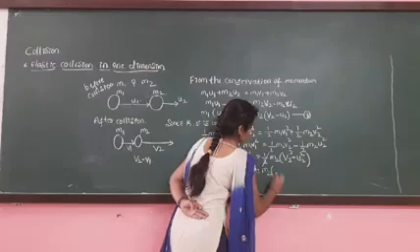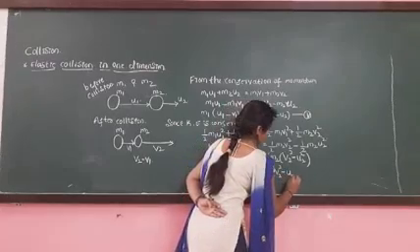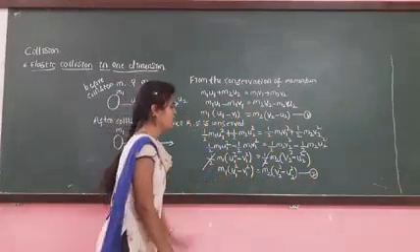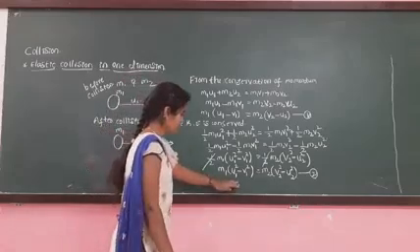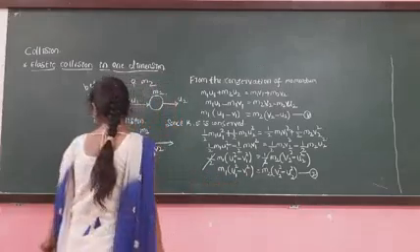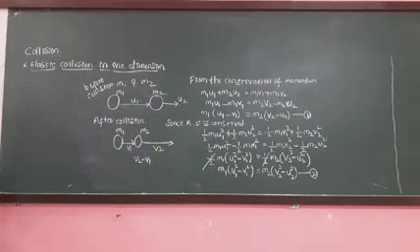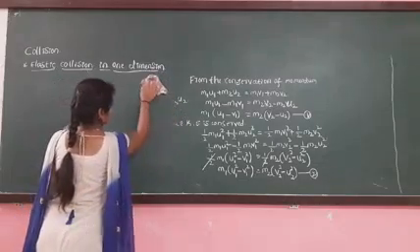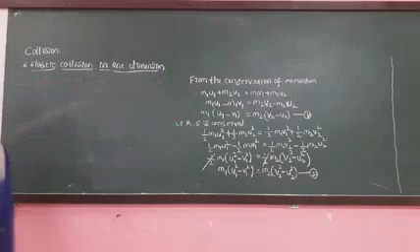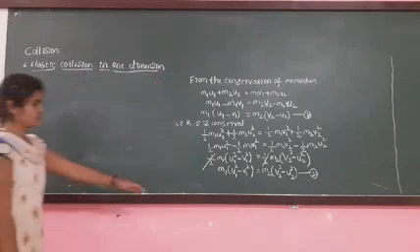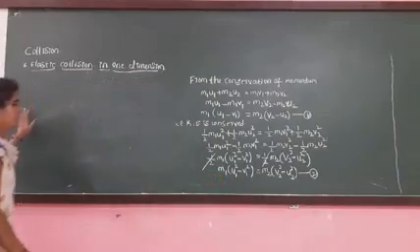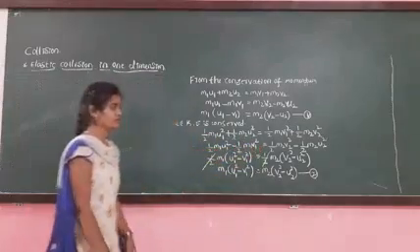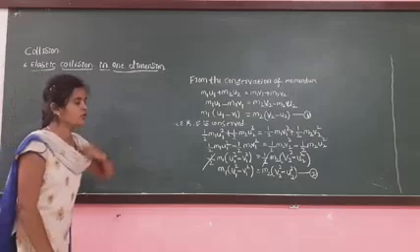It is m2 (v2 square minus u2 square). This is equation 2. From equation 2, next, this is the energy equation, the kinetic energy equation.